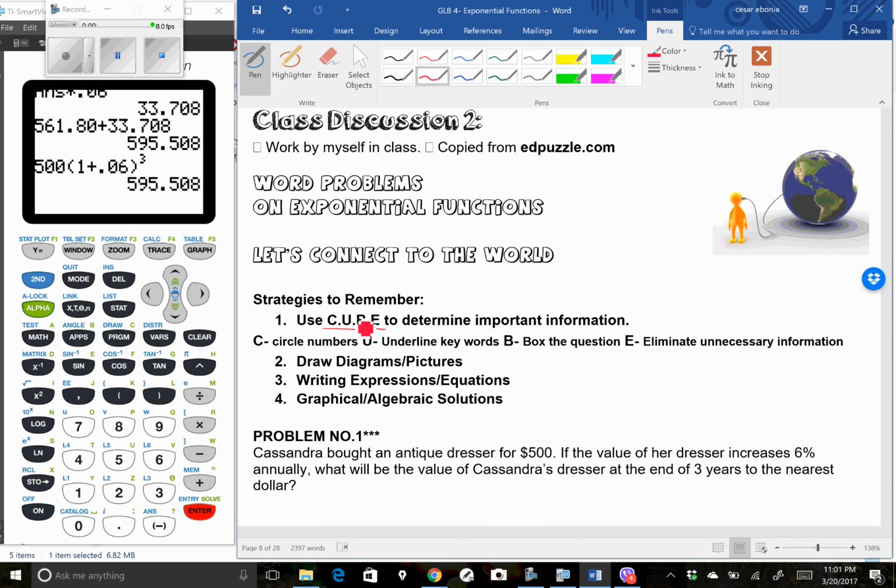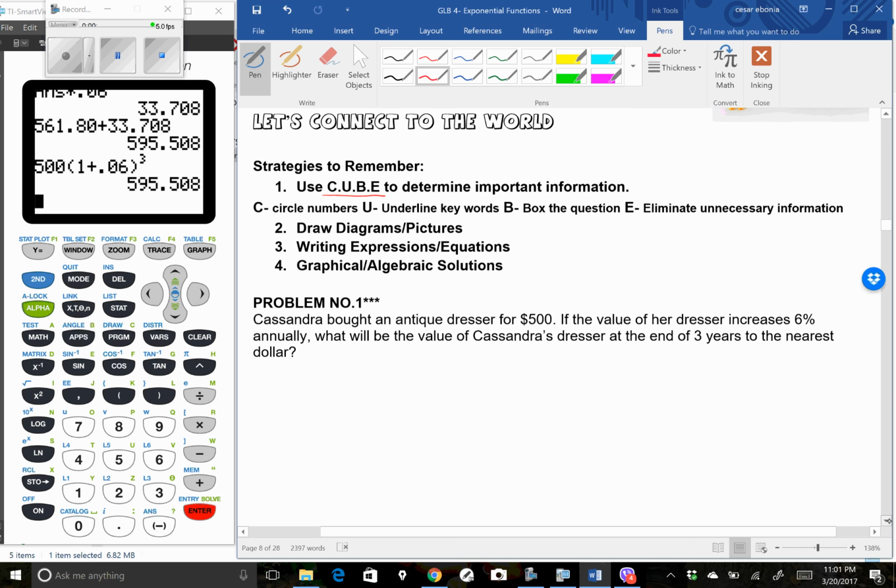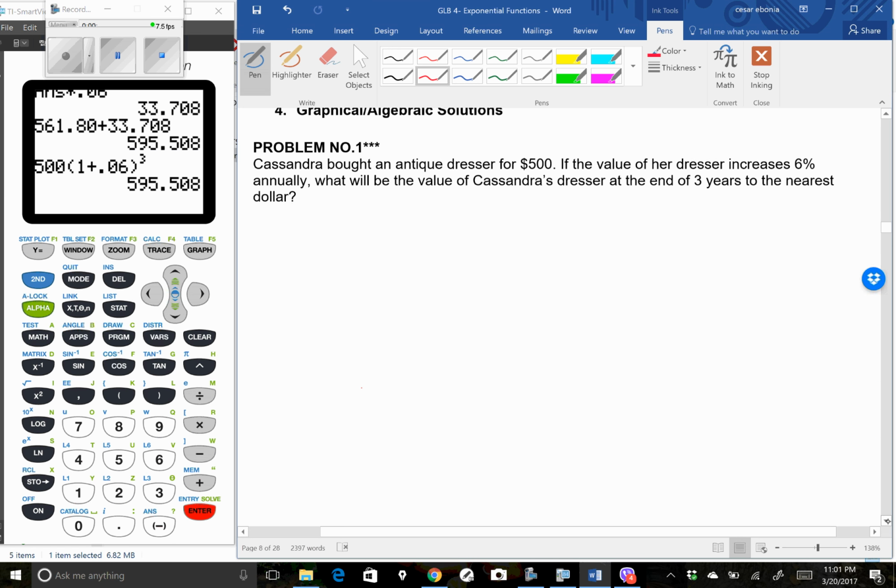So let's work now on problem number 1. Let's use CUBE: circle the numbers, underline keywords, and box the questions. I would say circle the numbers first. We only have a few numbers involved here. We have $500, we have 6%, we have 3 years.